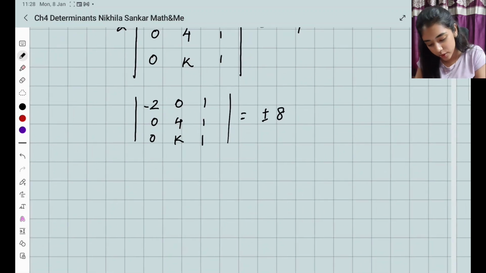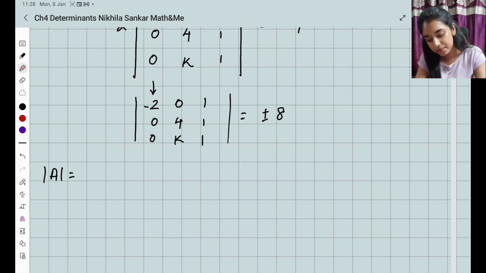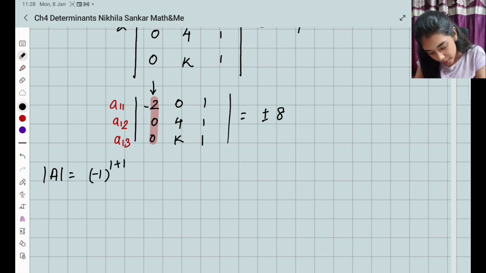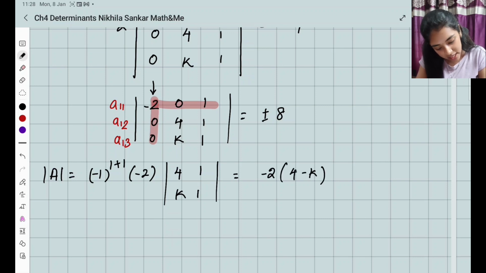Okay, now can we find the determinant value? So determinant A, I'm going to expand with respect to the first column. So first column, I can hide this particular column, and what is the value that is left? A11, A12, A13. So this is going to be minus 1 to the power 1 plus 1 times minus 2. Minus 2, I can hide the first row and the first column. So I'll be left with determinant 4, 1, k, 1. So this is going to be minus 2 times 4 minus k. Multiplying inside, minus 8 plus 2k.